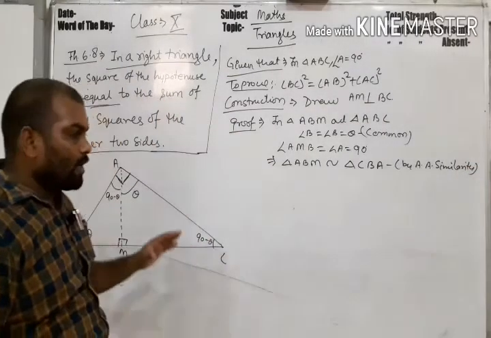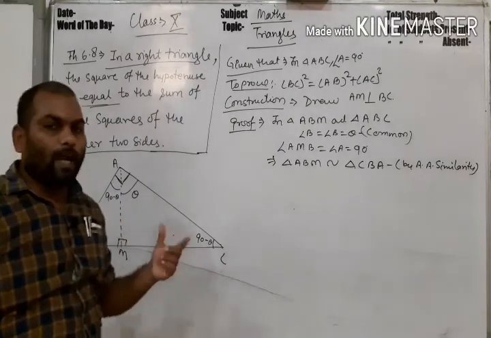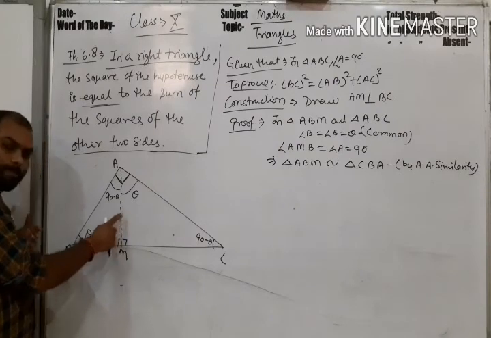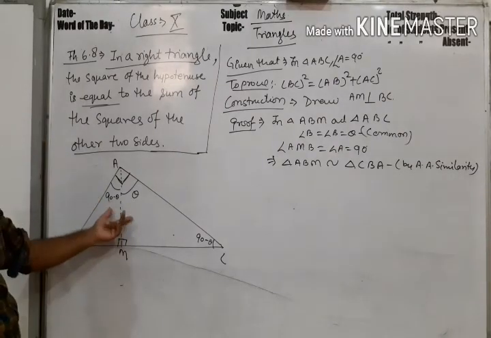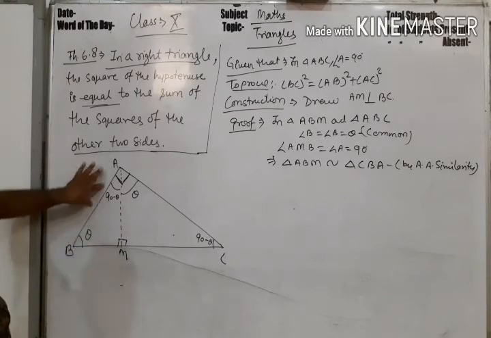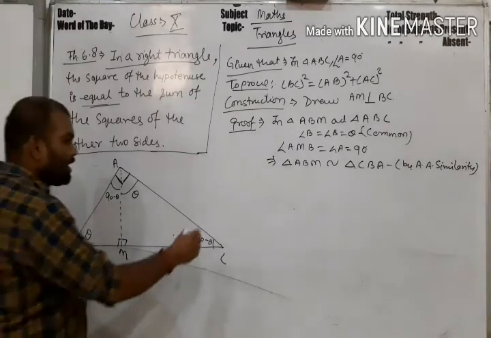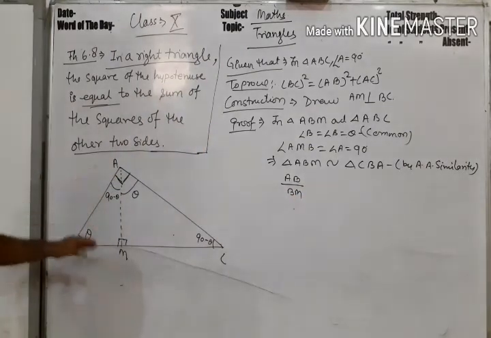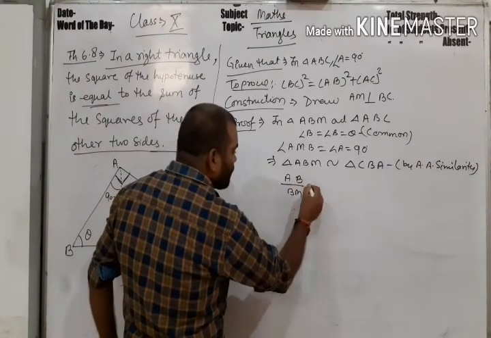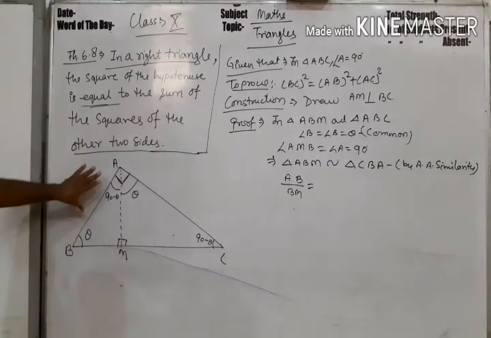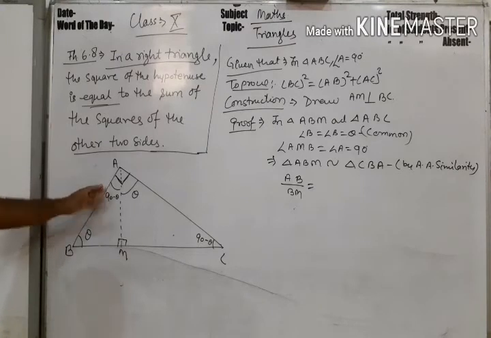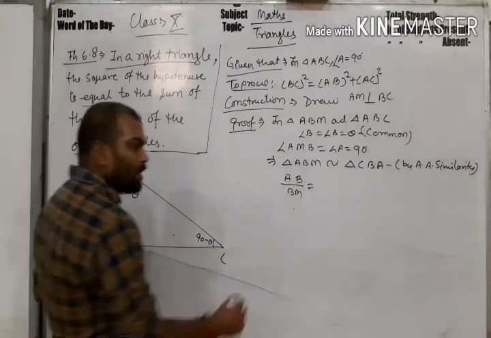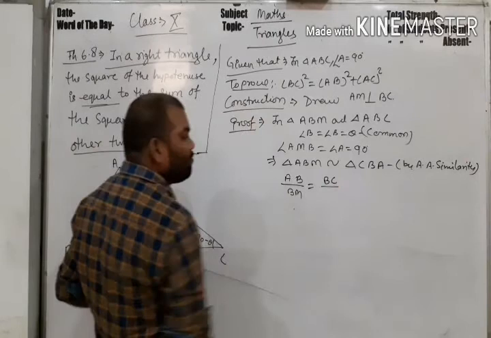Okay, now we need to take the ratio of the sides. Which two sides can we choose? In this triangle, this side cannot be used now, because this is the construction part. So the remaining two sides are here. We'll take the ratio AB upon BM. Now what can be the corresponding sides? This AB is the hypotenuse for this triangle, and the hypotenuse for the whole triangle is BC. So the side corresponding to AB is BC.